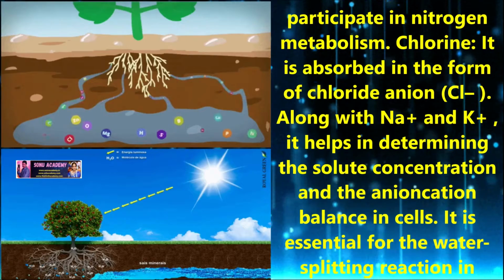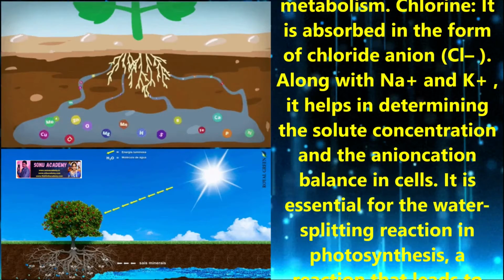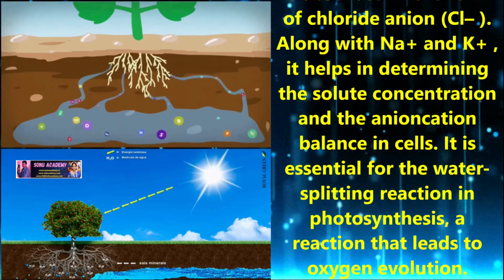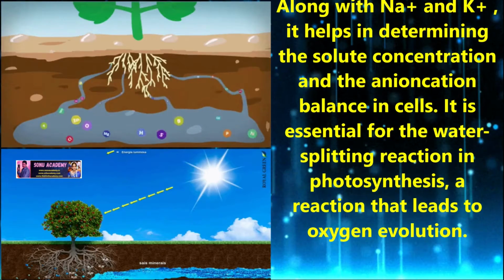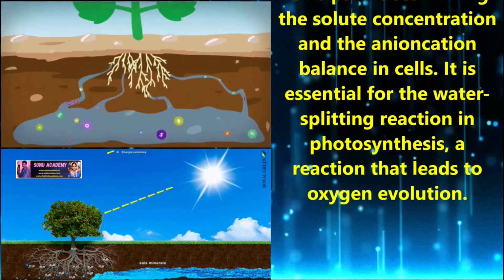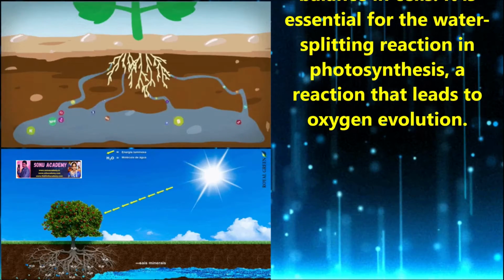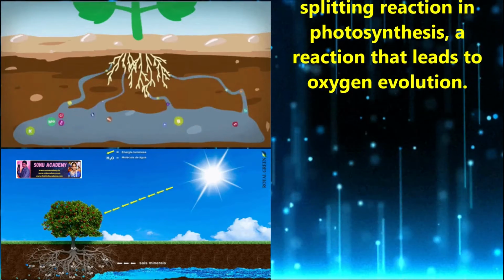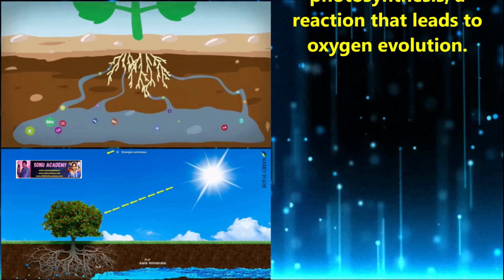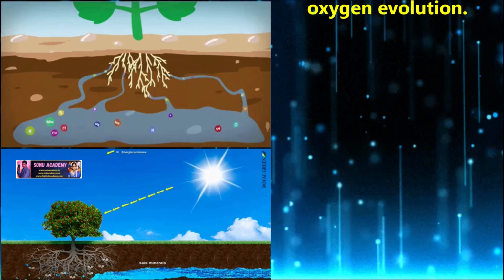Last one is chlorine. Chlorine is absorbed in the form of chloride anion Cl- along with Na+ and K+. It helps in determining the solute concentration and the anion-cation balance in the cells. It is essential for the water splitting reaction in photosynthesis, a reaction that leads to oxygen evolution.